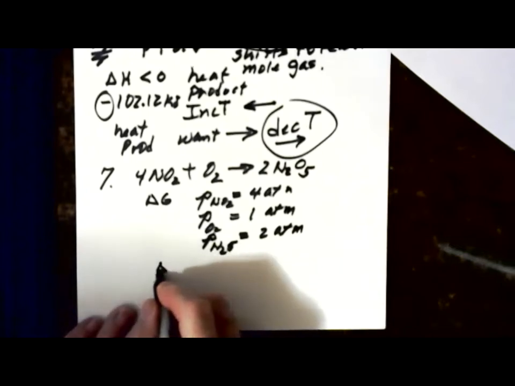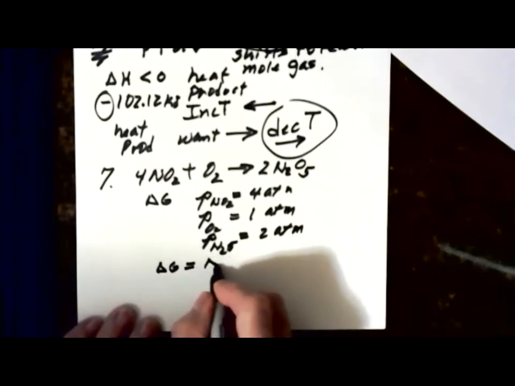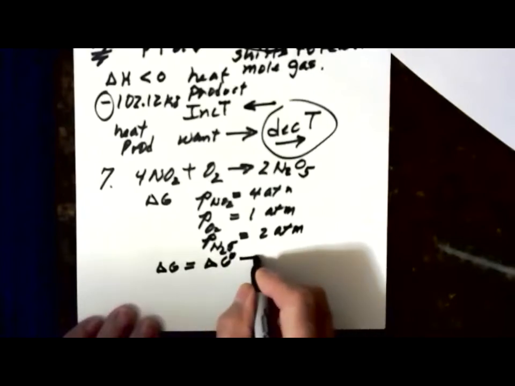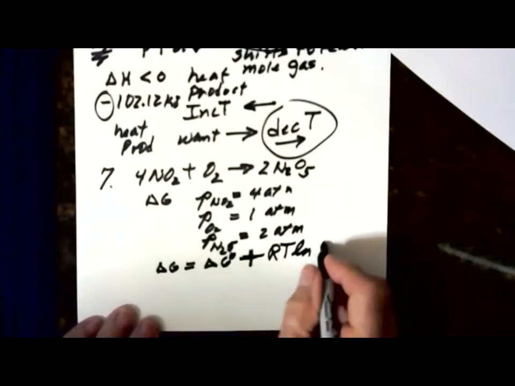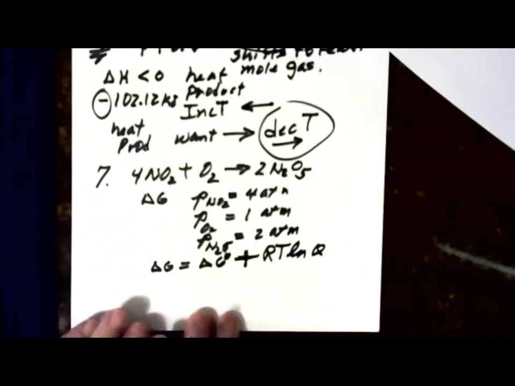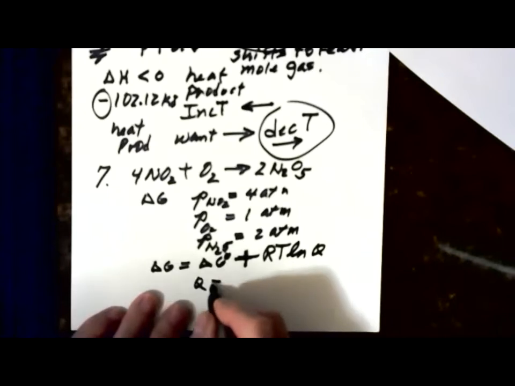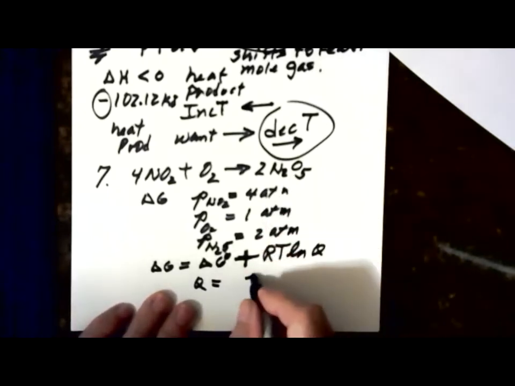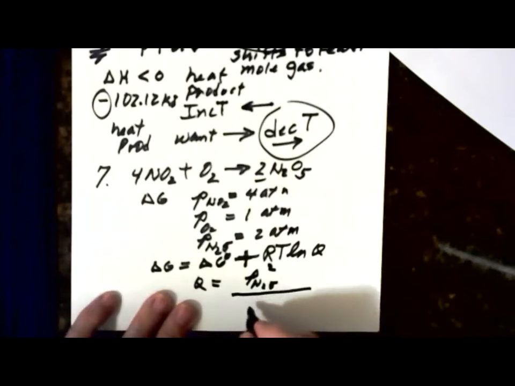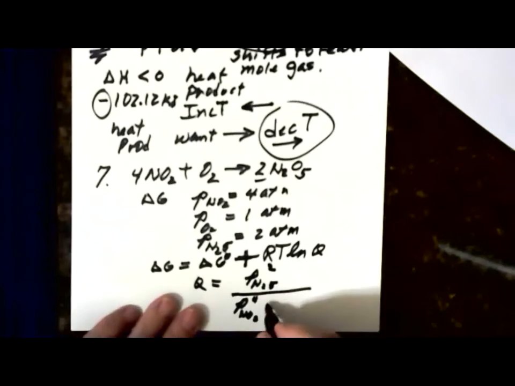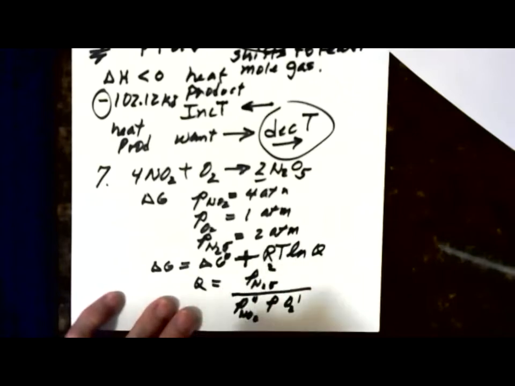So delta G is equal to delta G superscript plus RT ln of Q. Now let's calculate Q. Q is going to be the pressure of N2O5 squared, coefficient is 2, divided by the pressure of NO2, and that's to the 4th power, and the pressure of O2, and that's to the 1st power. So now that's my value of Q.